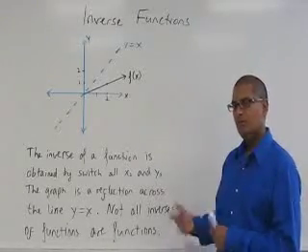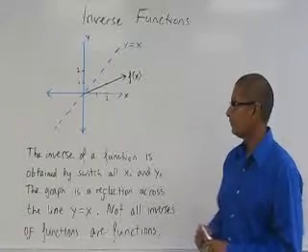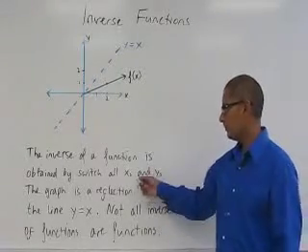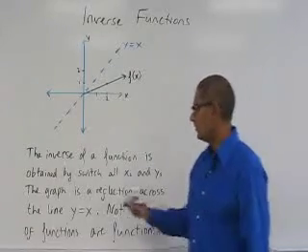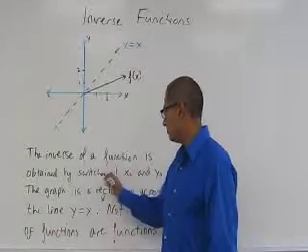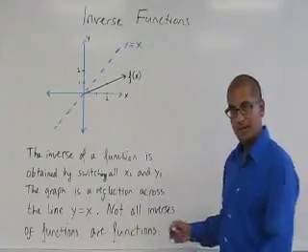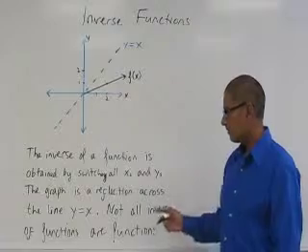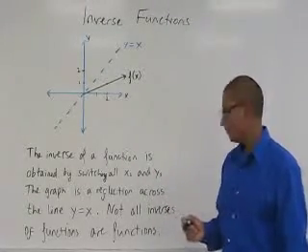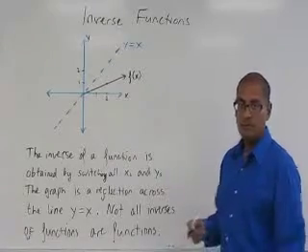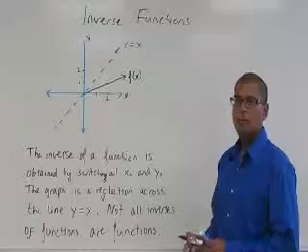An inverse function does the opposite of what the function does. It takes you back to where you started from. And you can obtain it by switching all x's and y's. The graph, if you think about that, is a reflection across the line y equals x, and we're going to look at that in a minute. Not all inverses of functions are functions. So when you take an inverse of a function, it doesn't mean you end up with another function, and we'll see why not.